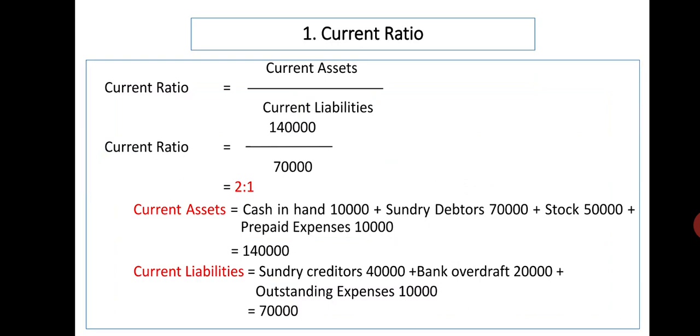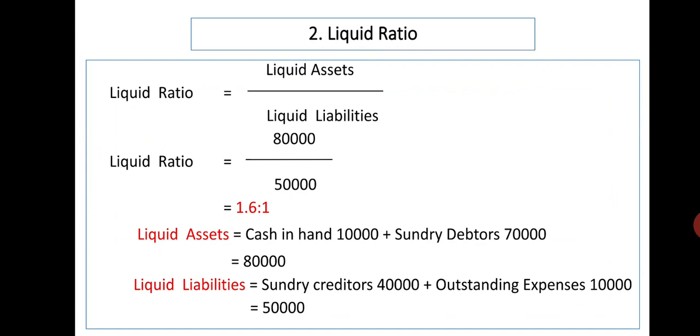So in the problem, which are the current assets? Cash in hand 10,000, sundry debtors 70,000, stock 50,000, prepaid expenses 10,000. So it comes to 1,40,000. Now current liabilities. Which are the current liabilities given in the problem? Sundry creditors 40,000, bank overdraft 20,000, outstanding expenses 10,000. So it is 70,000. So 1,40,000 divided by 70,000 comes to 2 is to 1.